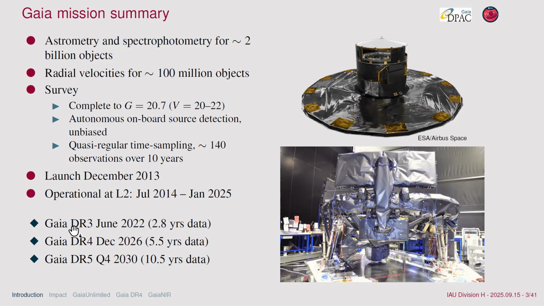We've had a couple of data releases already. The recent large data release was Gaia DR3 from June 22. And Gaia DR4 is scheduled for December of 26, so the end of next year, and we will come back to that more extensively during this talk. And then finally, Gaia DR5 is foreseen for the end of 2030, which will be based on the full 10.5 years of extended mission data.